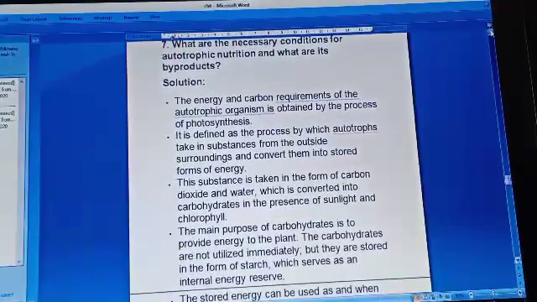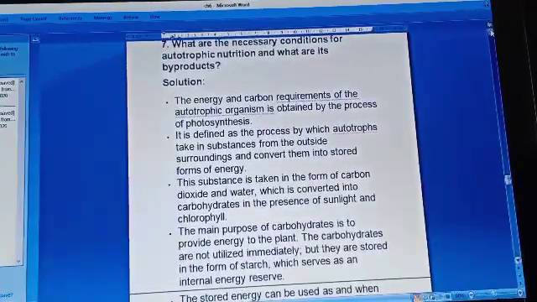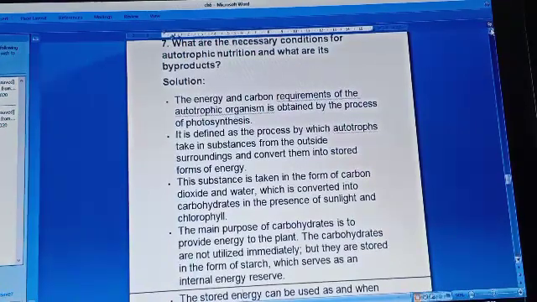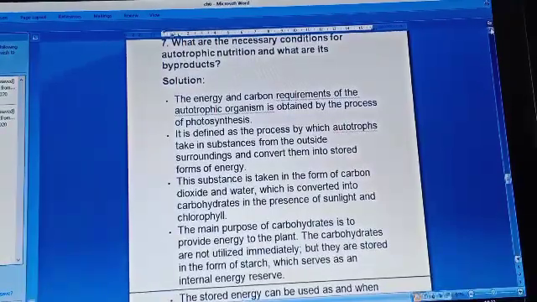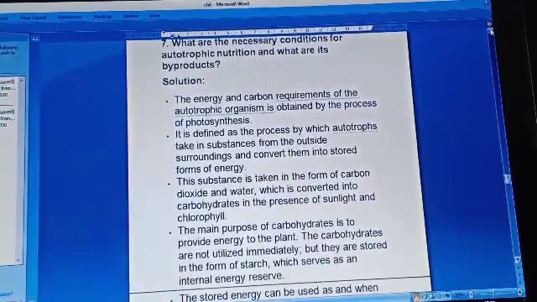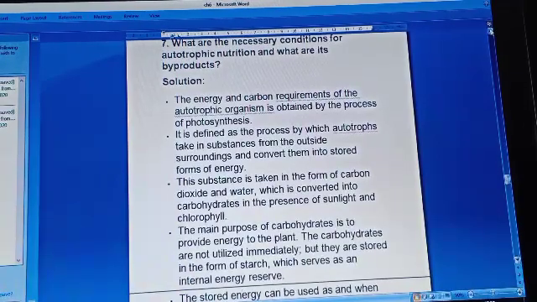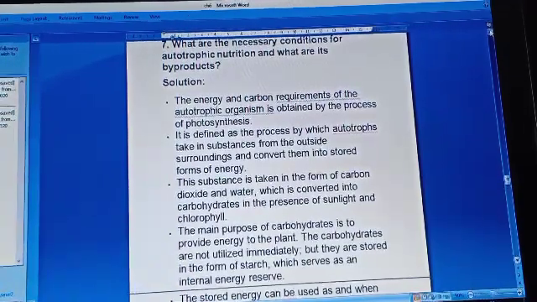As we know, the autotrophs are able to make their own food by the process called photosynthesis. So you have to write down the requirements of photosynthesis. In that we require carbon dioxide, water, chlorophyll and sunlight.